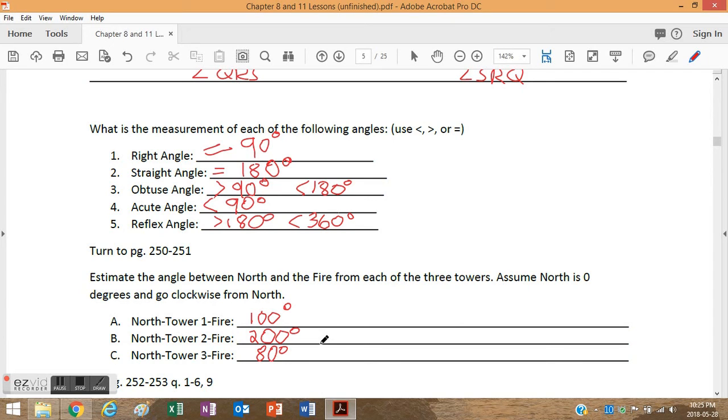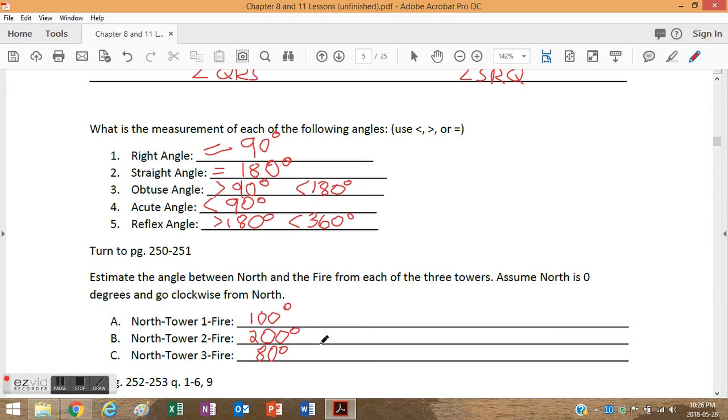All right, so your job now is to look at pages 252 and 253, questions 1 to 6, and question 9. Couple hints real quick. Number 1, A and B, is just looking at a couple angles, and it wants you to say, is that a reasonable estimate? And you have to answer why or why not. Alright. Number 2, again, same thing. Is it a reasonable estimate?